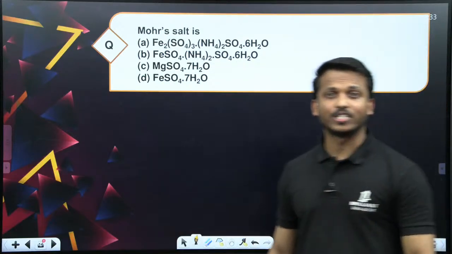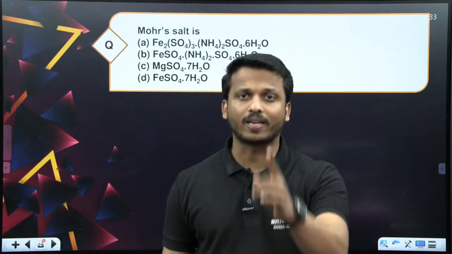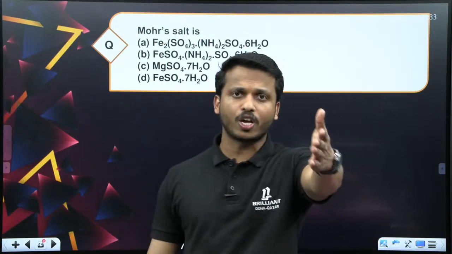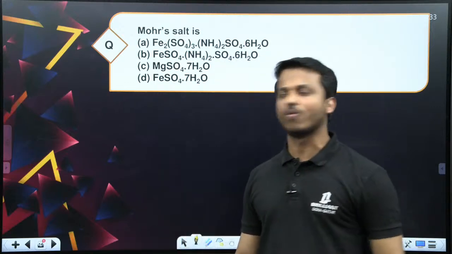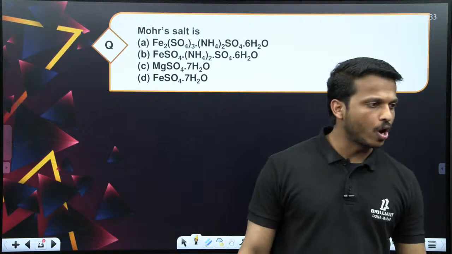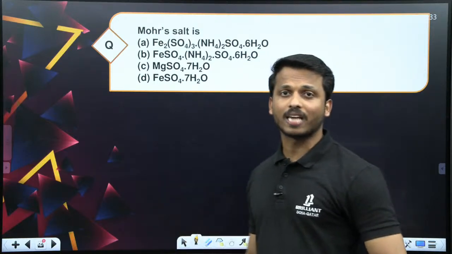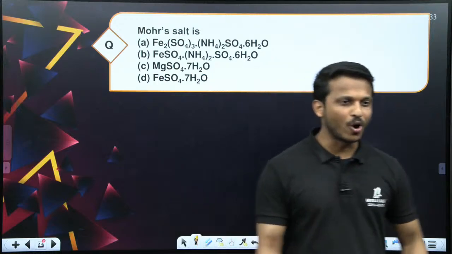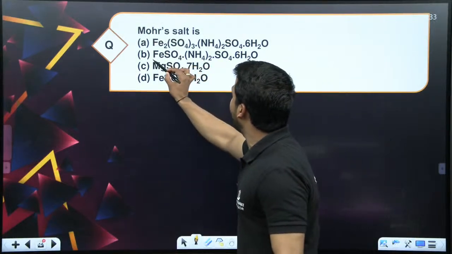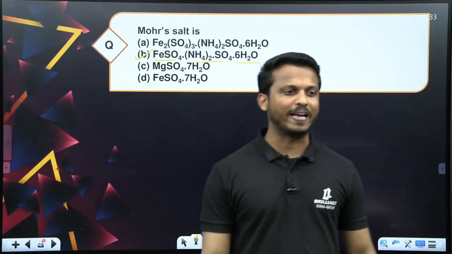Next question, dear all. Mohr's salt, you may have studied it in NCERT. What is the difference between a double salt and a coordination compound? Mohr's salt, you may study it in analytical chemistry. In your practical chemistry also you study Mohr's salt. Mohr's salt is a double salt of what? Ferrous sulfate and ammonium sulfate. Very good. Ferrous sulfate, ammonium sulfate with 6H2O. Yes, Mohr's salt is a double salt.